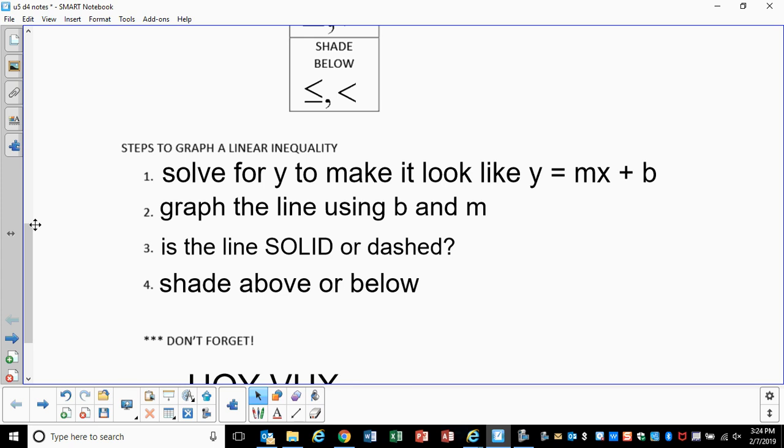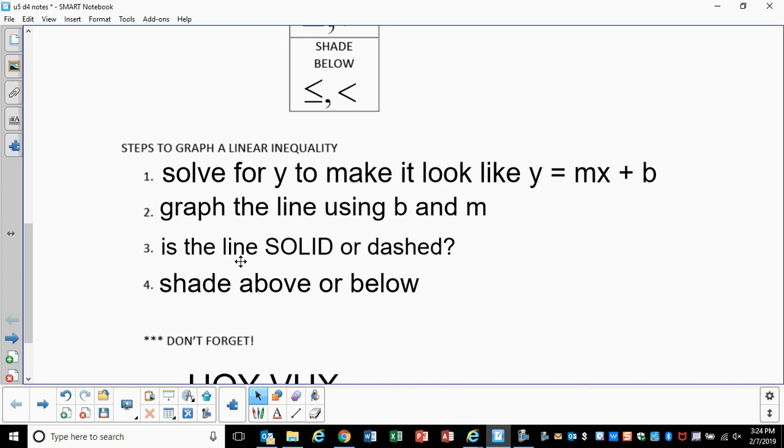Step 1, get y by itself. Make it look like y equals mx plus b, because when we have that, we know how to graph that. We can graph the y-intercept and then graph the slope. Step 2, graph the line using the slope and the y-intercept.